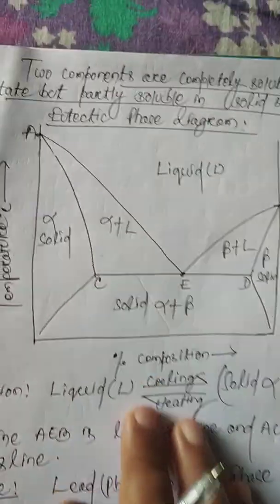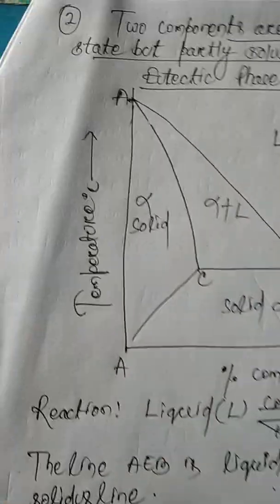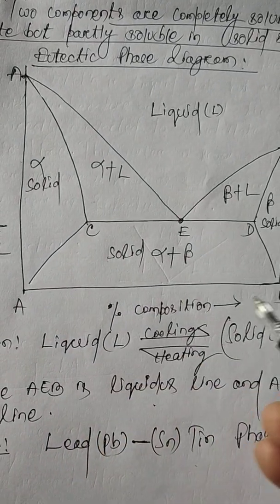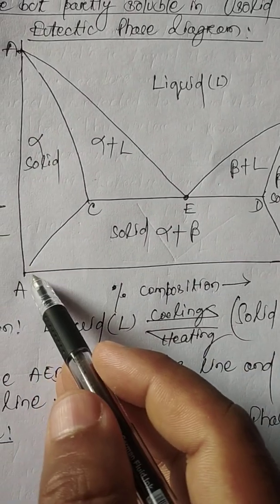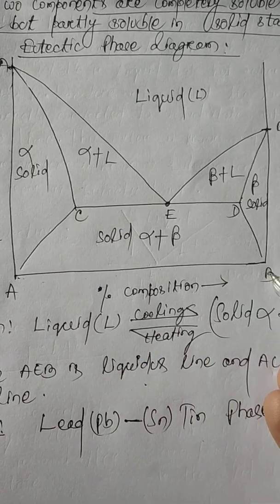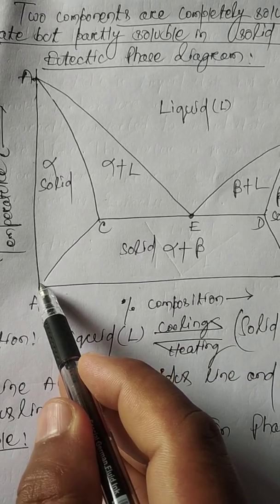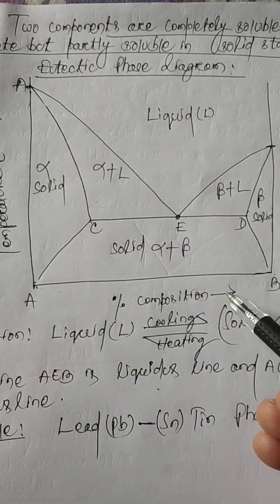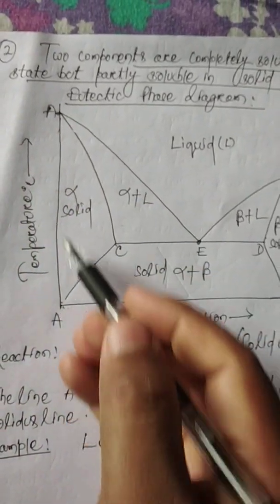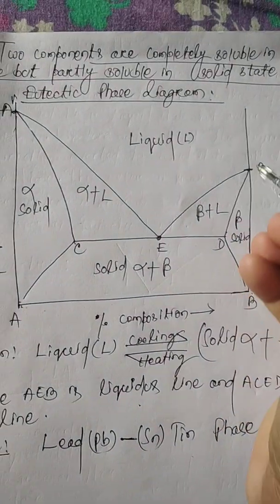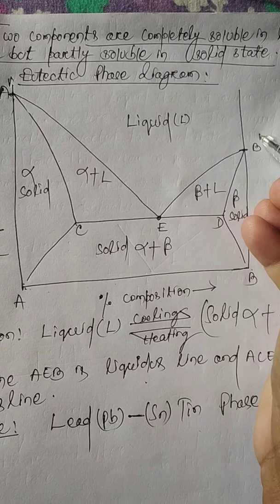We have taken two components. Suppose we have component A here and component B. This is the percentage composition of solid B. Here solid B is 0 and gradually the percentage composition increases to 100%. So at the left vertical it is 100% A, at the right vertical it is 100% B. Now we provide a temperature above the melting temperature of component A, that is A dash, and also above the melting temperature of B, so this is B dash.